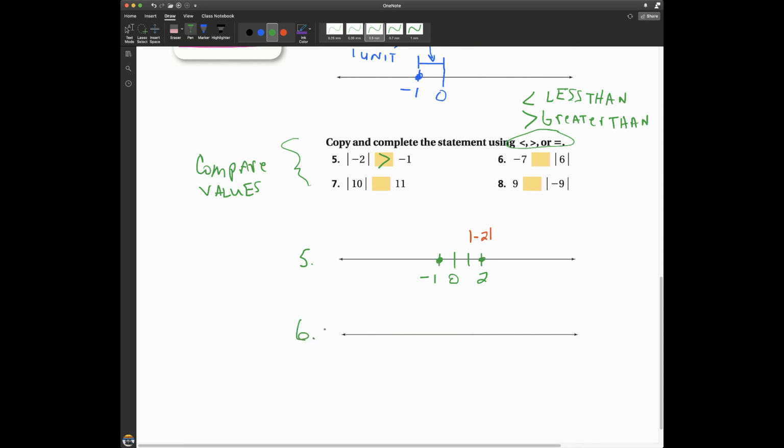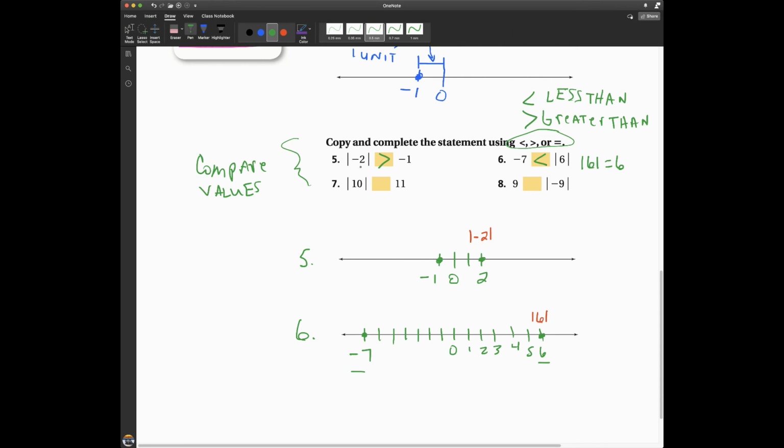All right, number 6. I'm comparing -7 to the absolute value of 6. Well, what is the absolute value of 6? Very good. The absolute value of 6 is 6. So I can go ahead and plot these: 0, 1, 2, 3, 4, 5, there's 6 right there. And then -7 will be over here. It's pretty easy to see that 6 is greater than -7, and 6 also is representing the absolute value of 6. So the symbol that I put here will be less than.